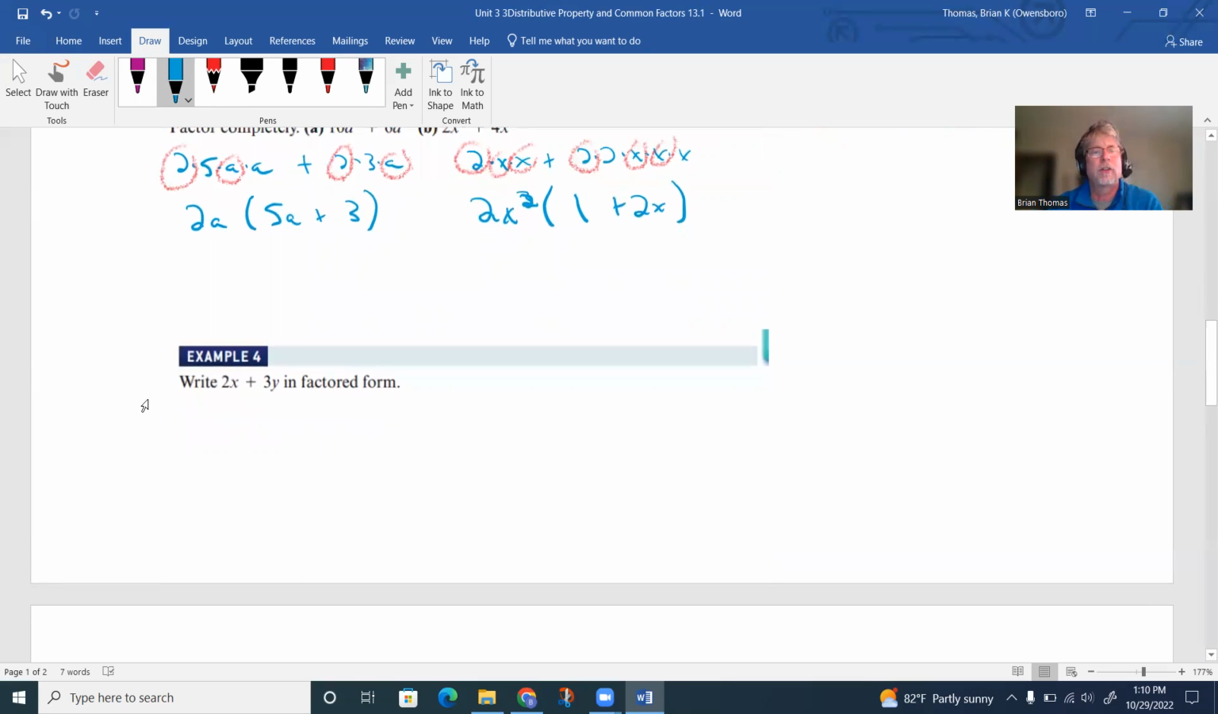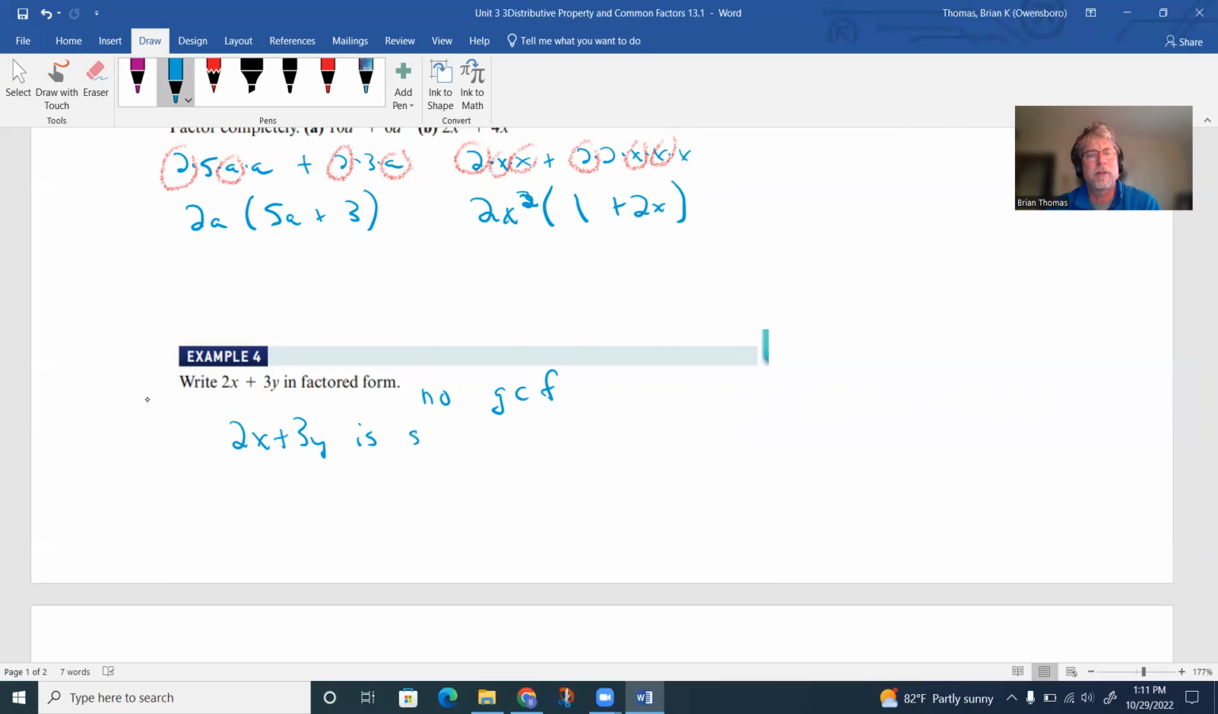So if we look at 2x plus 3y, notice how this has a 2 and an x, this has a 3 and a y. They don't have any common factor. So there is no GCF, if you will. So this is simplified as is. 2x plus 3y is simplified. There's nothing I can do with that. I cannot factor it.